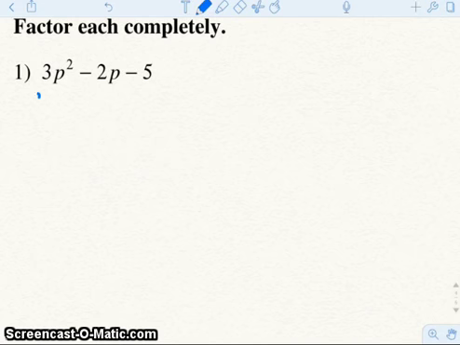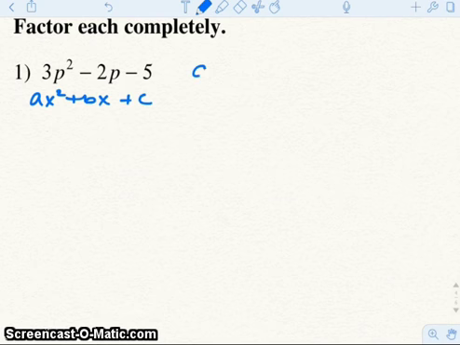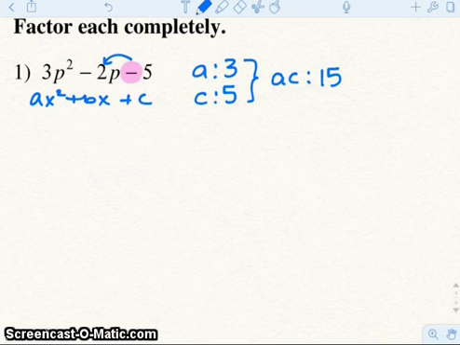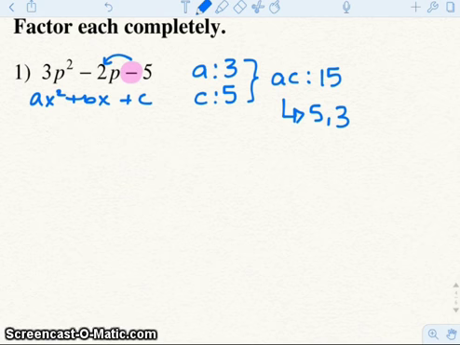Because here's what I'm going to do. If this is ax squared plus bx plus c, I'm going to take a, which in this case is 3, and c, which in this case is 5, and multiply them together to get 15. So now I'm going to look for factors of 15 instead of just 5 that subtract, because my second sign is negative, to 2. So my choices here are 5 and 3. So now what I'm going to do is rewrite negative 2p in terms of 5p and 3p.